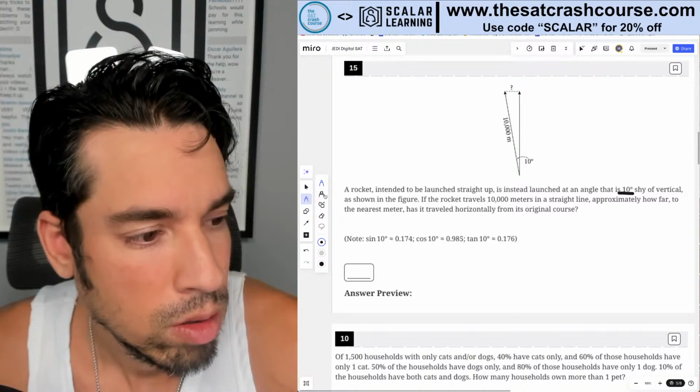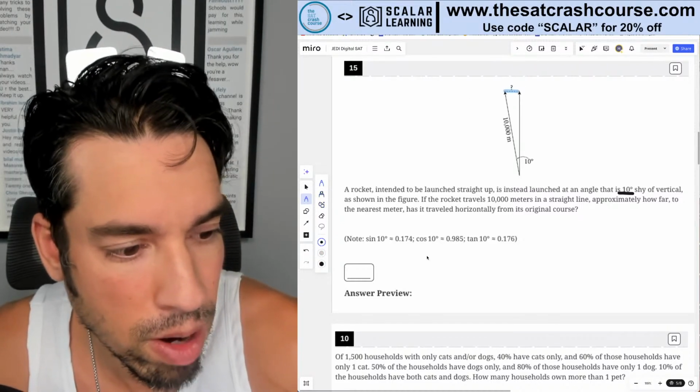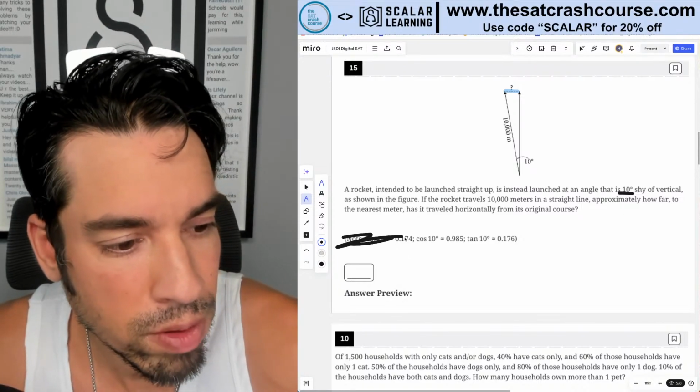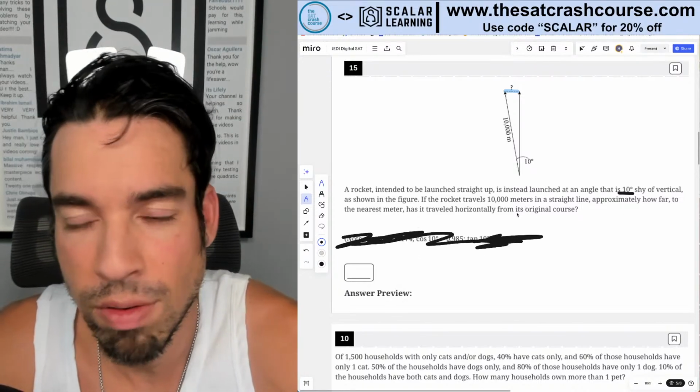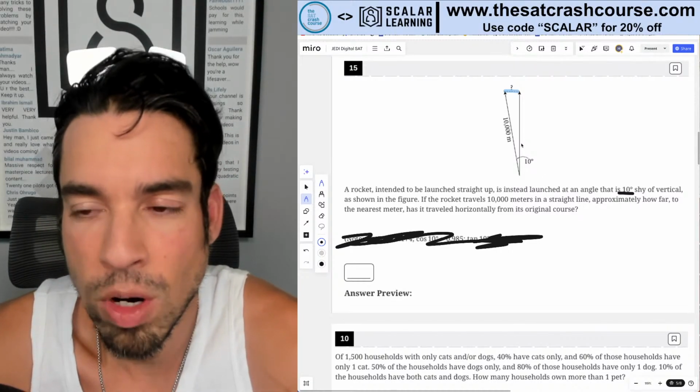Okay, so this is a nice little trig question, and we're trying to find this distance here, right? They probably won't even give this anymore because you have a calculator throughout the entire test. But anyways, this is a straight trig problem.